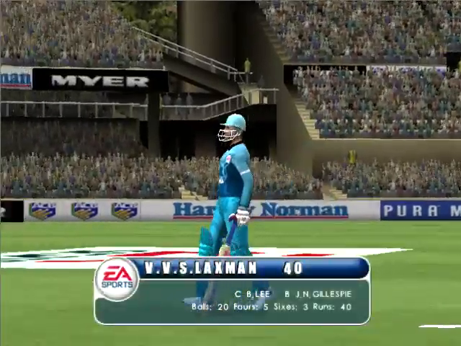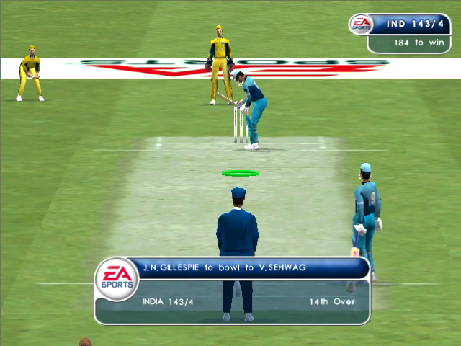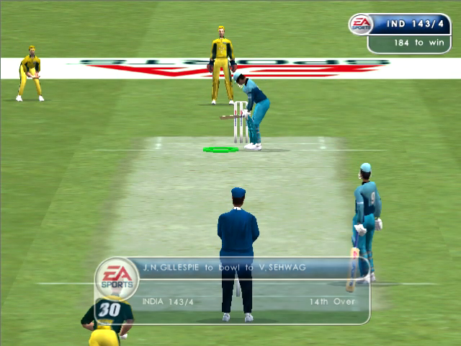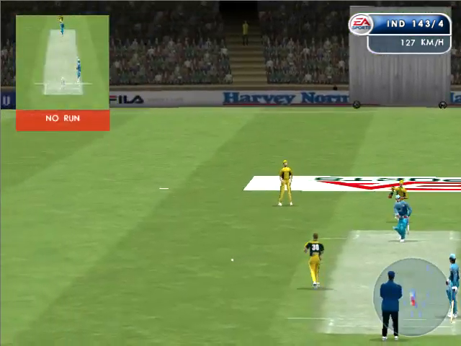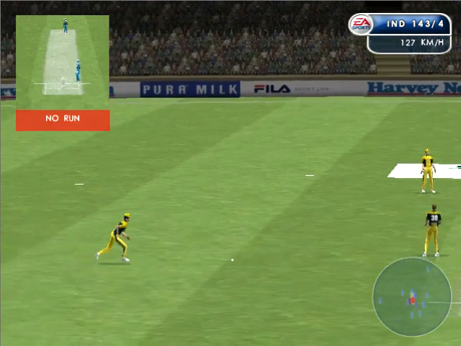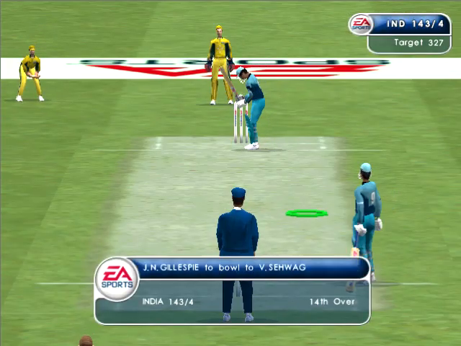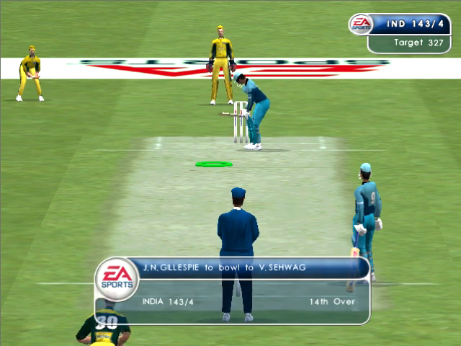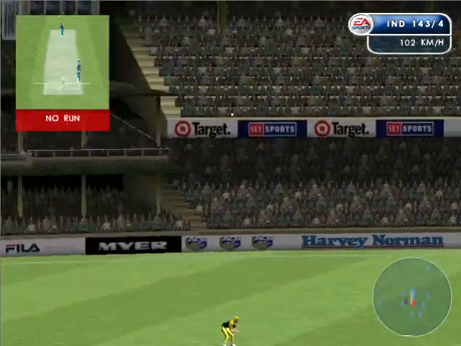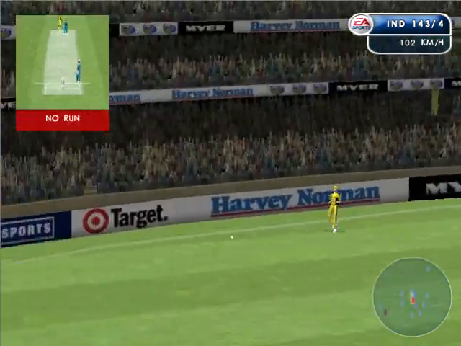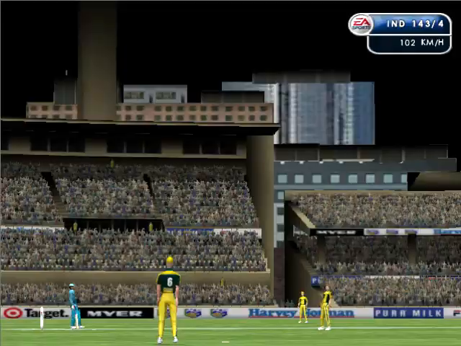Well held. Laxman is making his way back to the pavilion. A slight fumble, but safely taken in the end. Sehwag takes his place at the crease. That's straight up in the air. That's the first boundary for Sehwag.